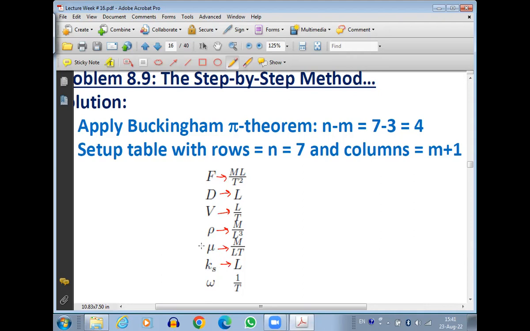If you remember, relative roughness was Ks by D when we were studying the Moody chart. D was the diameter and Ks was the roughness. I told you what roughness is: whenever you have an uneven surface, you check the amplitude, the height of the unevenness. So it's basically length. So dimensions of length. Then we have angular velocity. Angular velocity will have units 1 over T. Angular velocity is just per second.